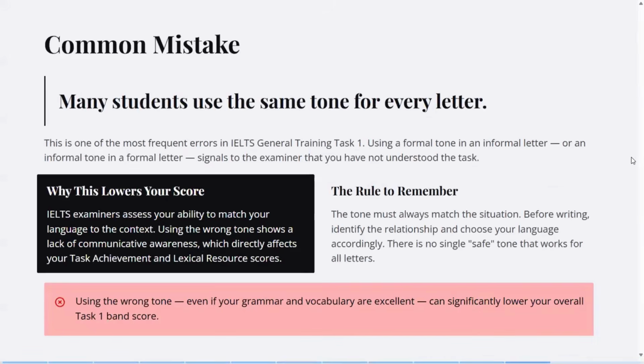Common mistake. A very common mistake is using the same tone for all types of letters. Some students write formal letters as if they were talking to a friend. Others write informal letters in a very cold, distant way, almost like a corporate email. In IELTS, this can hurt your score because the examiner assesses if the language is appropriate for the situation. The tone needs to match the type of letter.